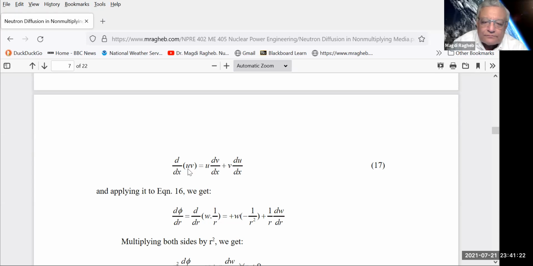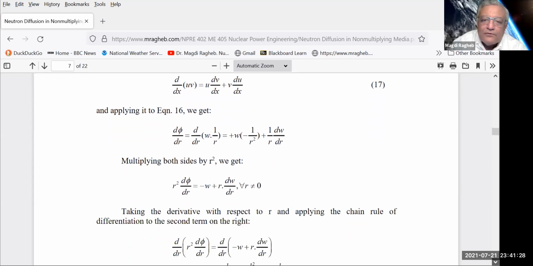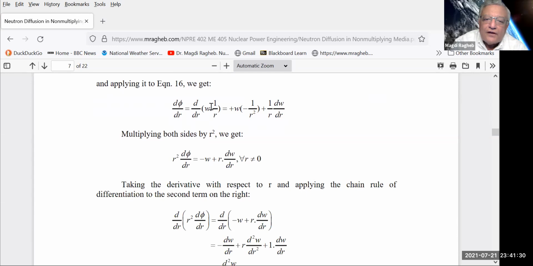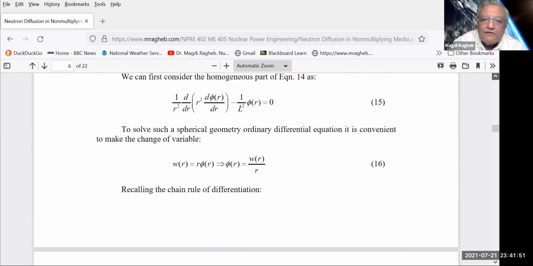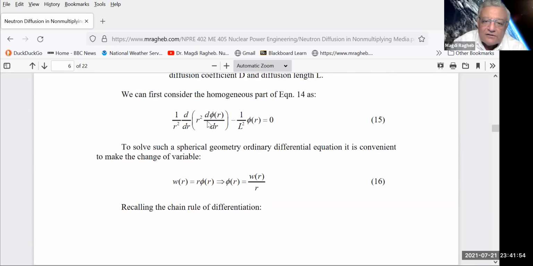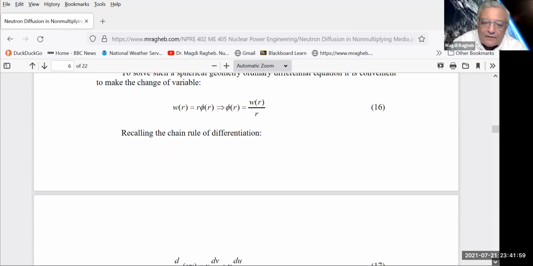If you take the assumed solution for the change of variable, that's w multiplied into 1 over r, you take the w first, multiplied into the derivative of 1 over r. d by dr of 1 over r is minus 1 over r squared. And then you take the second term, 1 over r, multiplied into the derivative of the first term, which is dw by dr. In the differential equation for the source of neutrons, we have here r squared d phi by dr. So you multiply that d phi by dr by r squared, and then we take its derivative.